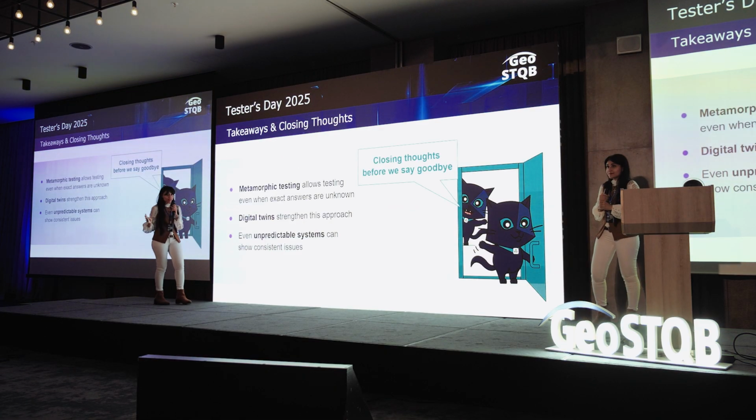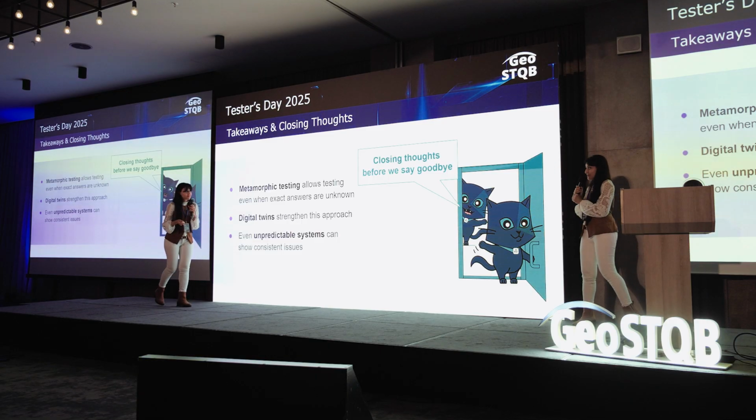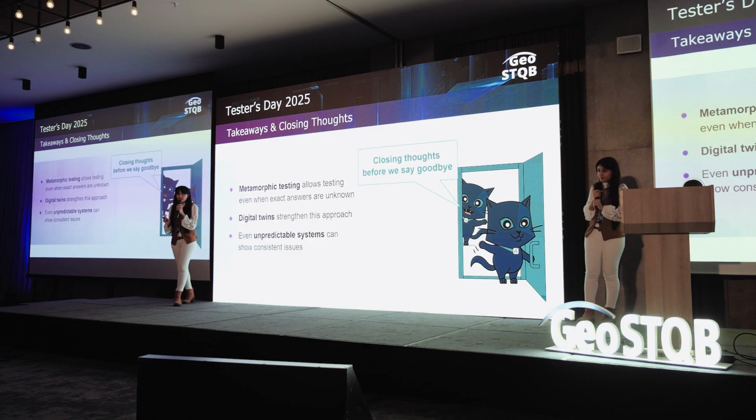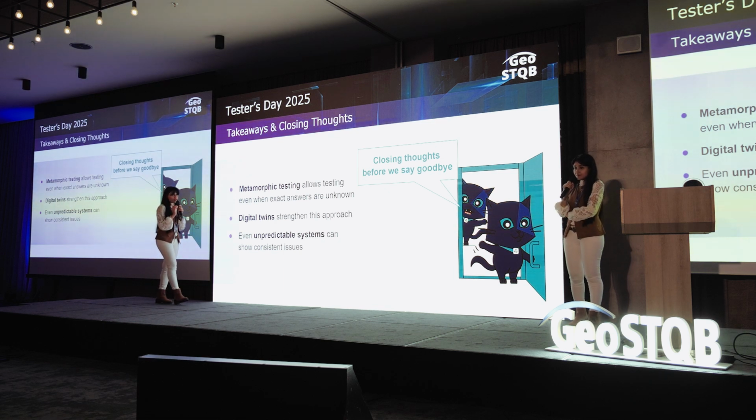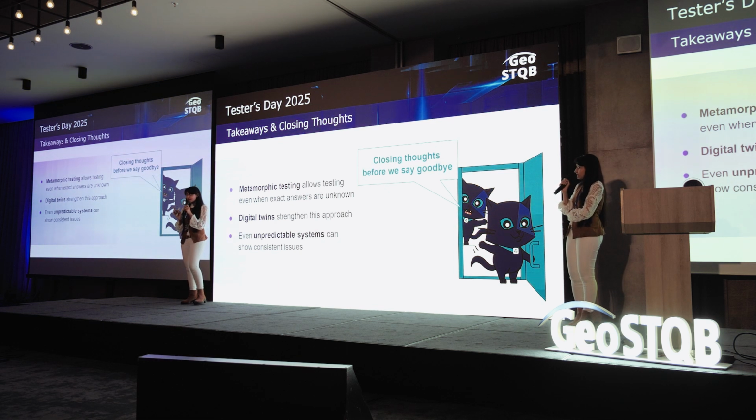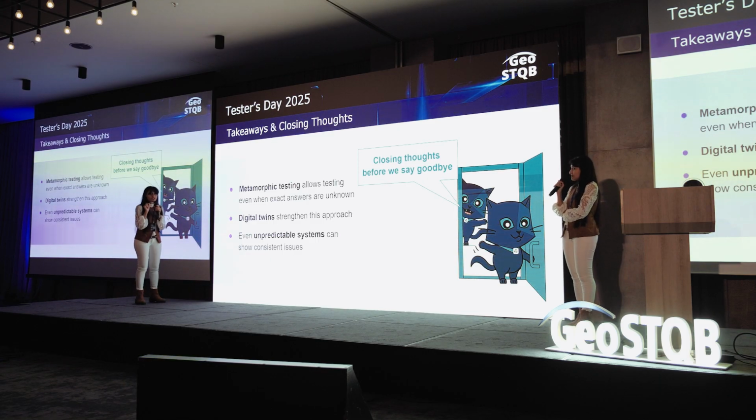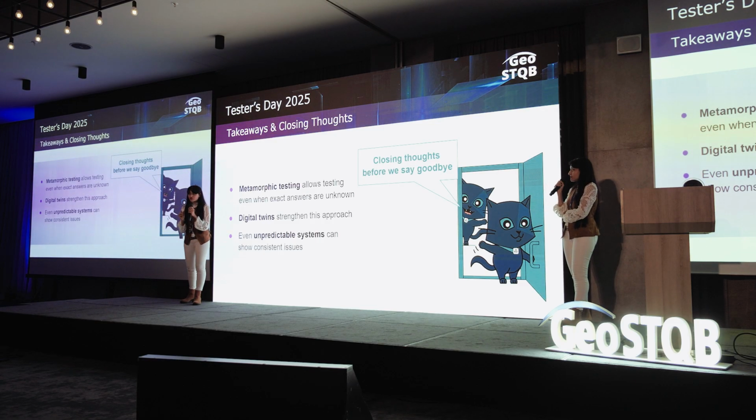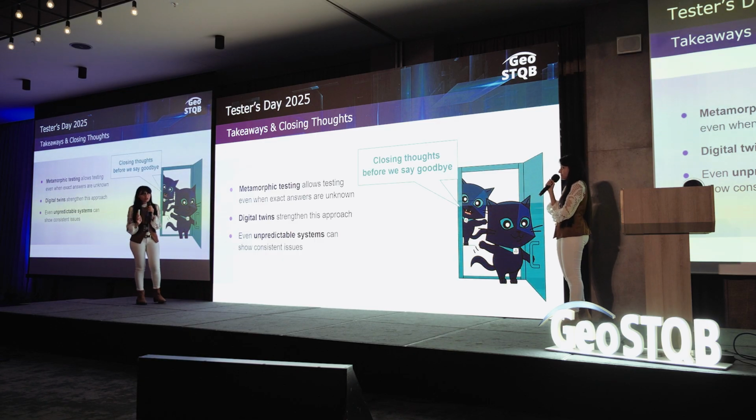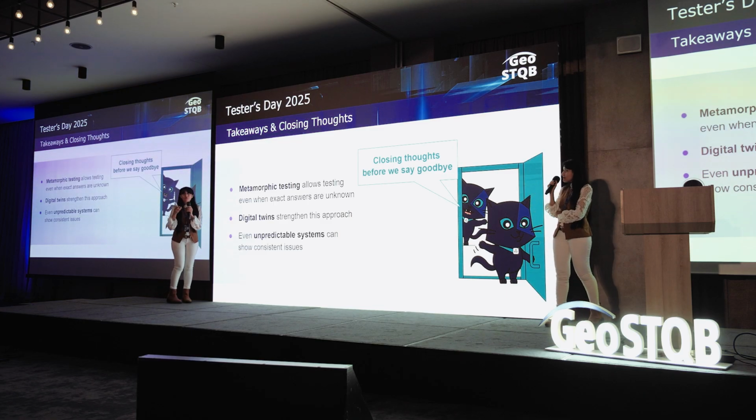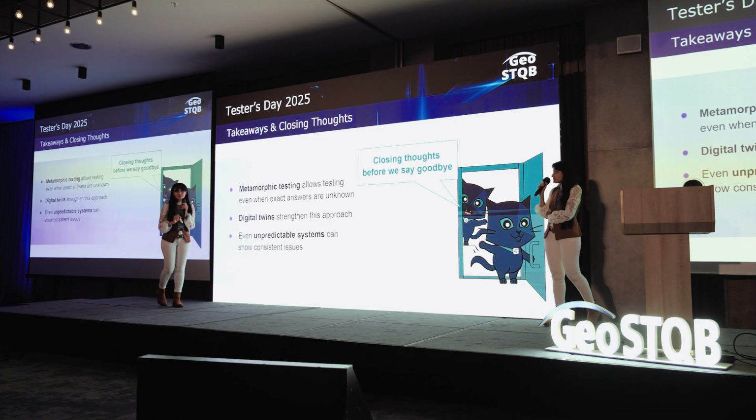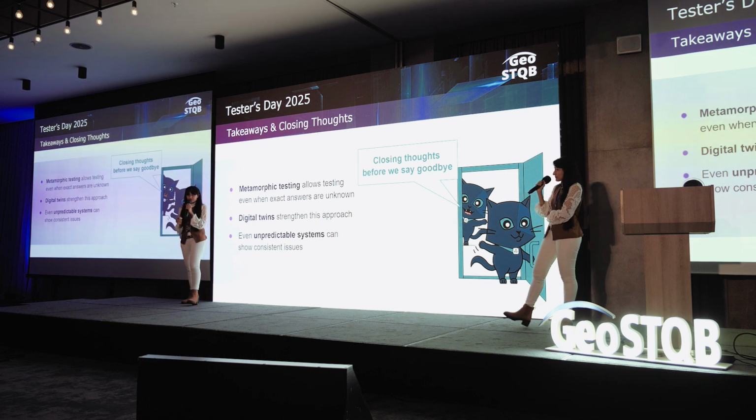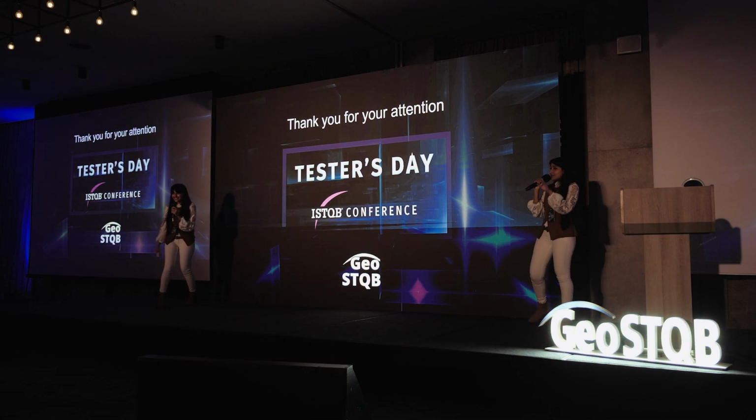Okay, so closing thoughts before we say goodbye. Metamorphic testing actually allows testing even when most of the exact answers are unknown, but we have to apply the correct patterns and relationships. And digital twin strengthens this approach because it acts as a useful guide to make at least a couple of decisions, even if it's not 100% correct, but at least 80 to 90% correct. So even unpredictable systems can show consistent issues, but only if we examine them from the correct perspective. So, goodbye. Thank you.